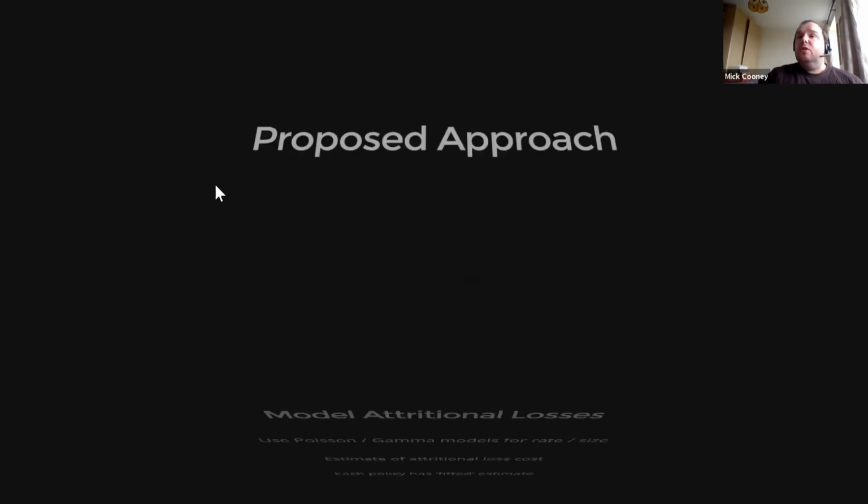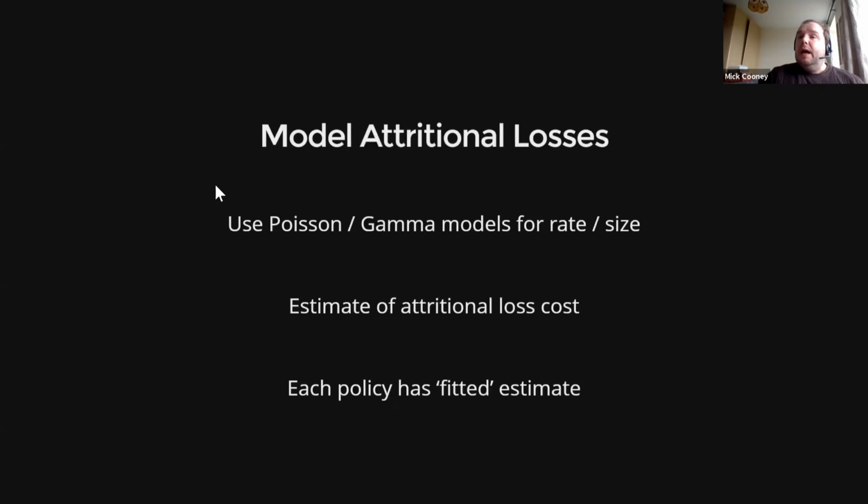So now we're going to come up with our proposed approach. We're going to use the Poisson gamma models for the rate and the size, so frequency and severity, on the attritional loss, and that gives us the estimate of our attritional loss costs. And each policy then gets its own estimate. Sorry, we're not going to fit it, but we're going to estimate the parameters of a Poisson distribution and the parameters of a gamma distribution for each policy. And each policy gets its own estimates.